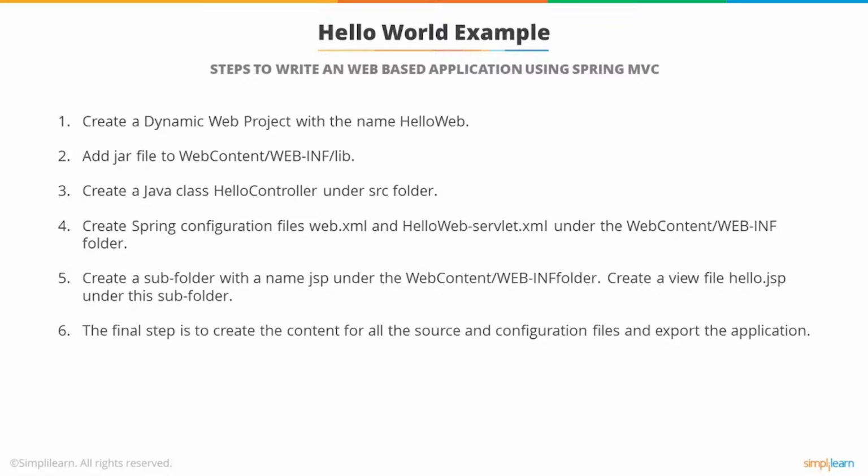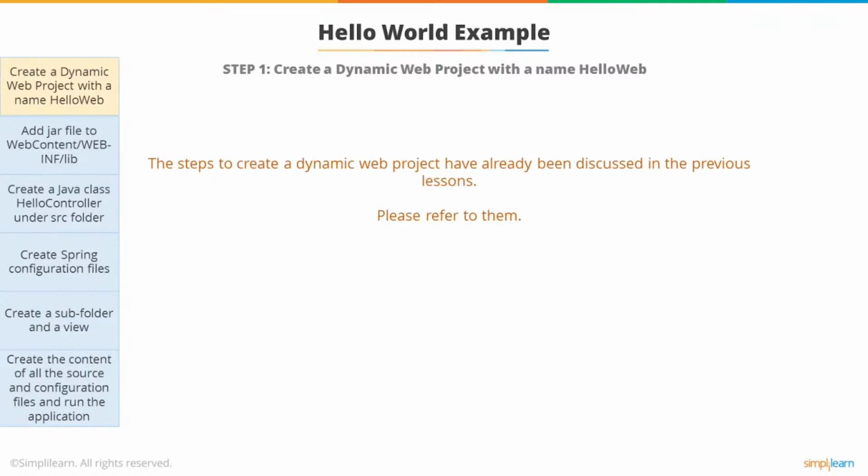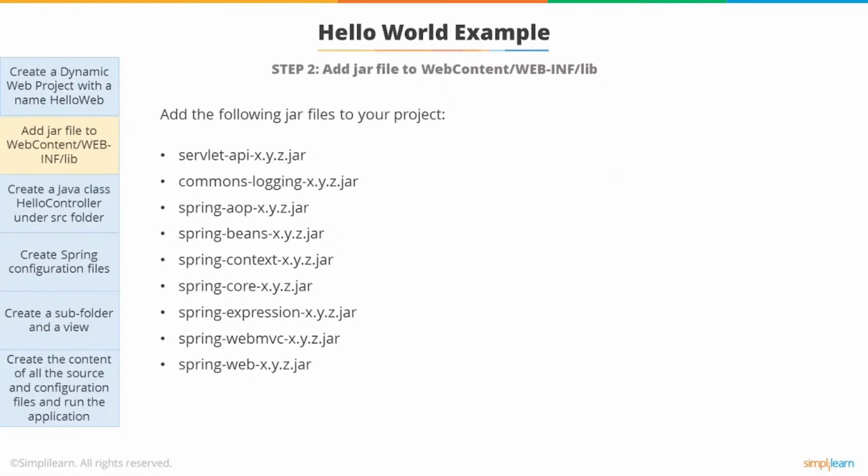The final step is to create the content of all the source and config files and export the application. Here are the steps. We create a dynamic web project that we have already learned. We add the following jars: Servlet API, Commons Logging, Spring AOP, Spring Beans, Spring Context, Spring Core, Spring Expression, Spring Web MVC and Spring Web.